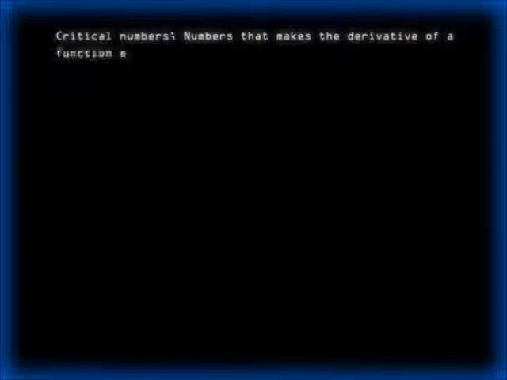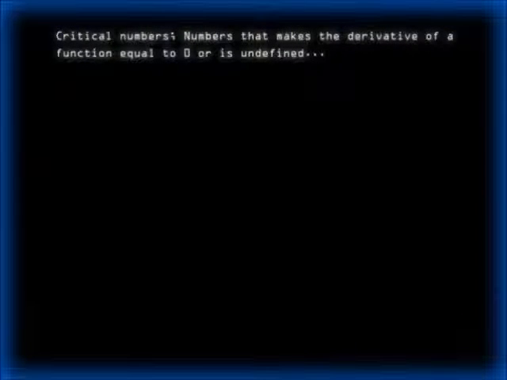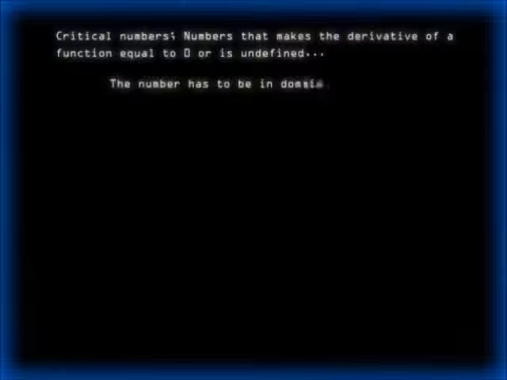So, critical numbers. Critical numbers are those numbers that make the derivative of a function equal to 0 or otherwise undefined. And also these numbers have to be in the domain of f of x, which is basically our starting function. And this is what I'm going to teach you guys in this video, the critical numbers.